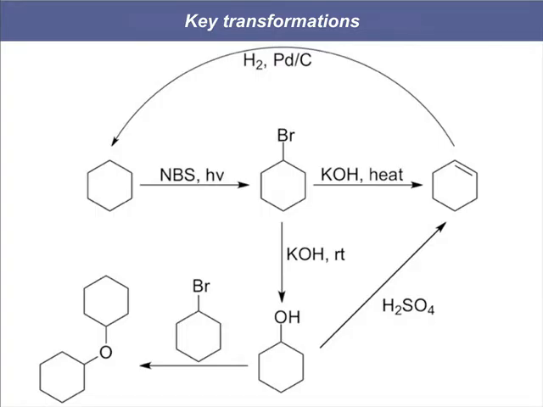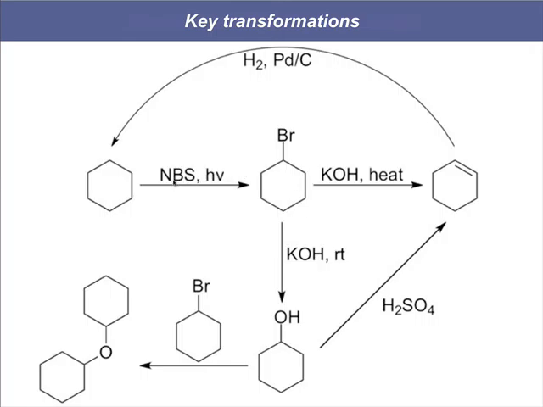So here's where we are so far. This is what I call a reaction map. What I'm doing here is I'm in one picture trying to link together all of the reactions that we know. For example, we started with alkanes and we did a free radical halogenation.